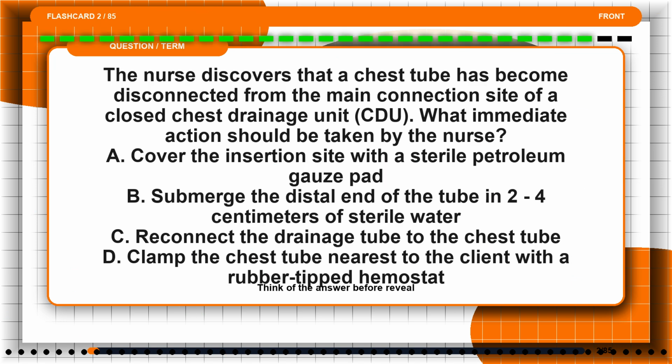Flashcard 2. The nurse discovers that a chest tube has become disconnected from the main connection site of a closed chest drainage unit, CDU. What immediate action should be taken by the nurse? A. Cover the insertion site with a sterile petroleum gauze pad. B. Submerge the distal end of the tube in 2 to 4 cm of sterile water. C. Reconnect the drainage tube to the chest tube. D. Clamp the chest tube nearest to the client with a rubber-tipped hemostat. Think of the answer before the reveal.